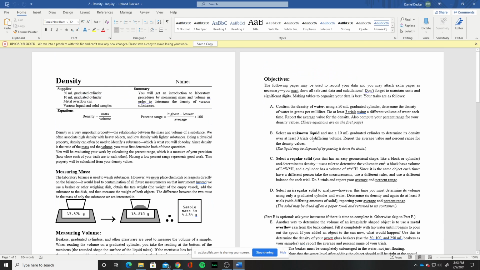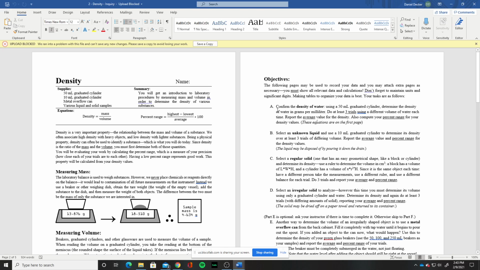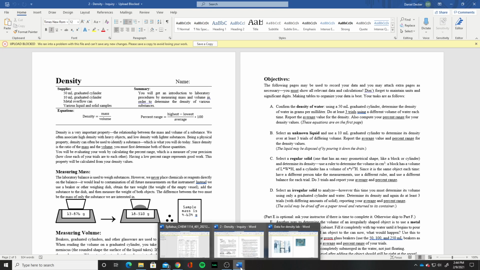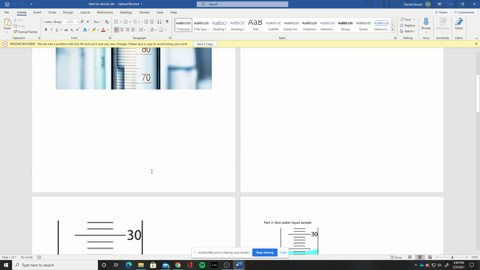I mentioned that I want you to do parts A through D. We're going to do that using the pictures and data from the other file. For example, part A says confirm the density of water using a 50 ml graduated cylinder, determine the density of water in grams per milliliter, do at least 3 trials using different volumes of water each time, report the average and the percent range for the density values. Now, obviously we're not going to actually be using a 50 ml graduated cylinder. We're just going to use the images here and the data that I give you. Not all these are 50 ml cylinders either, and that's fine.